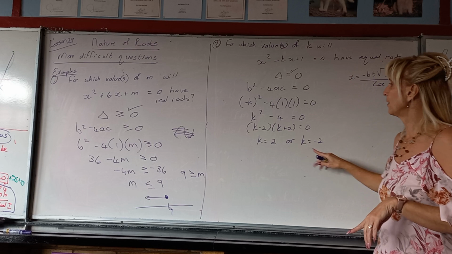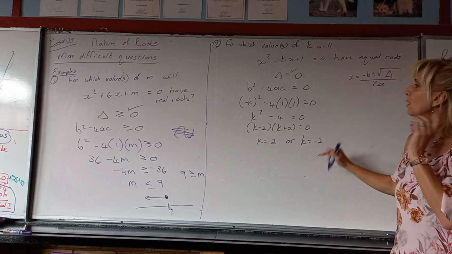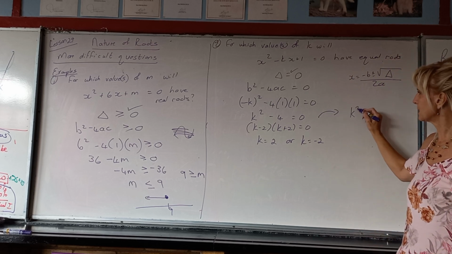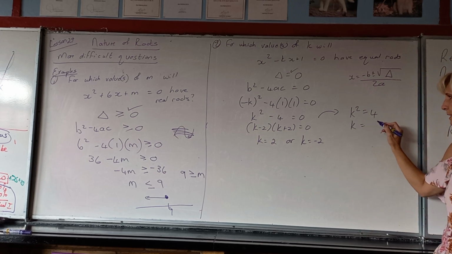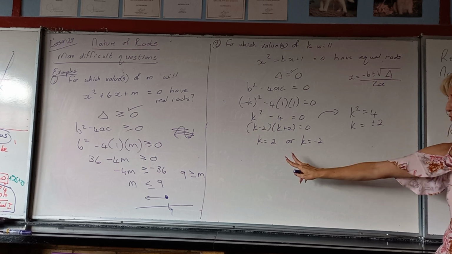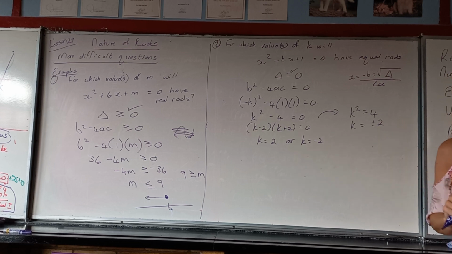One root. Okay. Alternatively, can't I say k squared equals 4? Yes. And then root it. But then you must forget about the plus and minus, which is the same answer. Right. Happiness?